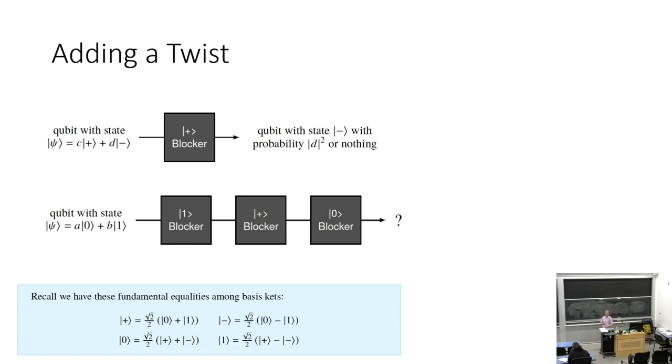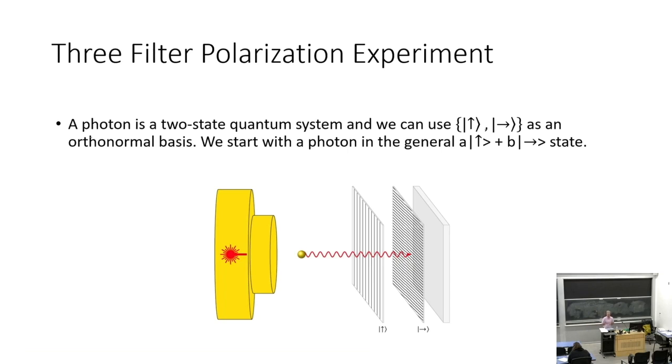And so in the case where we used only the 1 and the 0 blocker, no qubit made it through. But oddly enough, now when we inserted the plus blocker between them, the qubit in the initial state A0 plus B1 made it through with the probability A squared times 0.5 times 0.5, which is A squared divided by 4. So that's pretty weird. And that's the math behind the classic 3-filter polarization experiment.